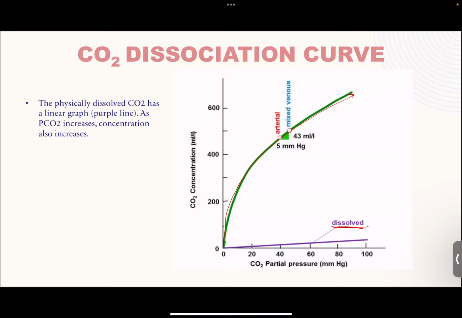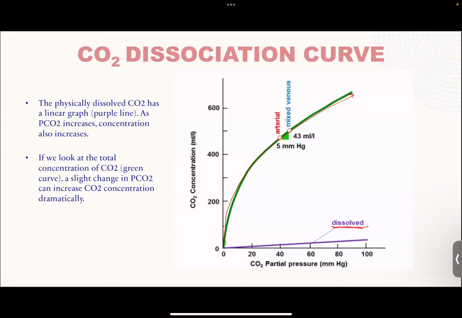So the physically dissolved has a linear graph, which is this purple line. And similarly, as the PCO2 increases, the concentration is also going to increase. Now, if we look at the total concentration of CO2, okay, we will see that a slight change in PCO2 can increase CO2 concentrations dramatically. So remember our oxygen curve, it would go like this, and then it would become flat, right? That's it, nothing. But here, we have this one going like this, and it's very steep, right?